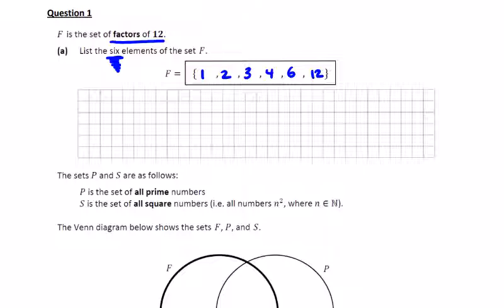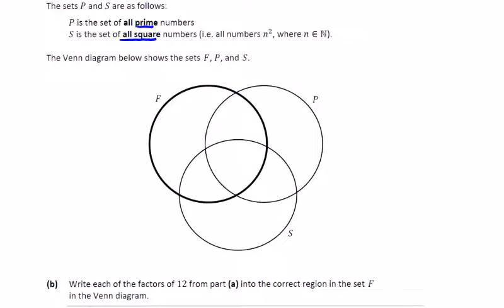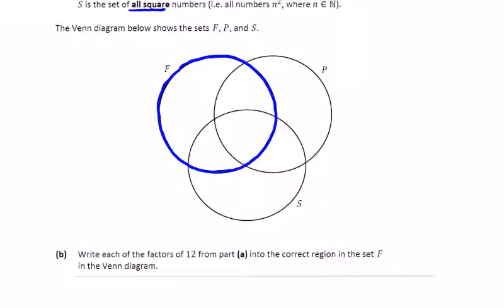Then we're told P is the set of all prime numbers and S is the set of all square numbers. And the Venn diagram below shows the sets F, P, and S. F is highlighted in black here, because in the following part it tells you, write each of the factors of 12 from part A into the correct region in the set F. So it's only in the set F. We can put our 6 numbers 1, 2, 3, 4, 6, and 12.